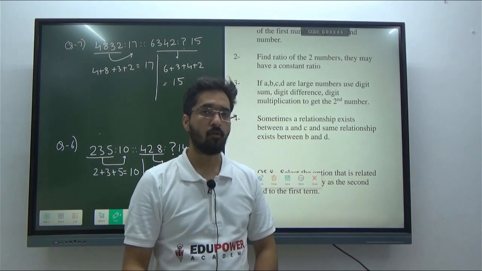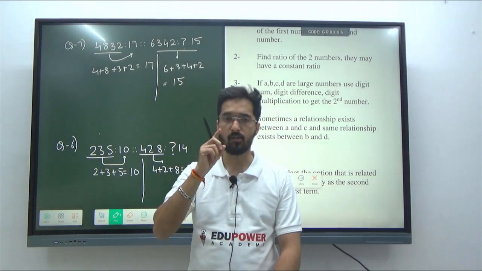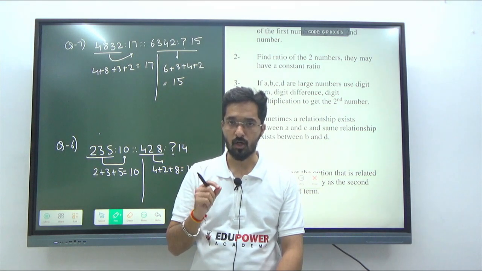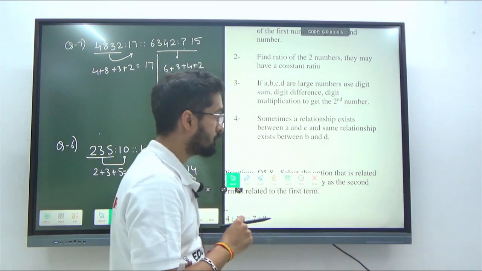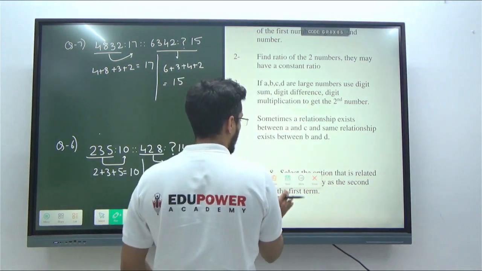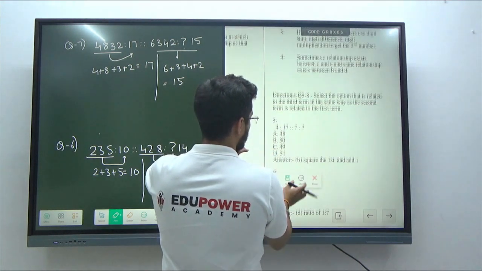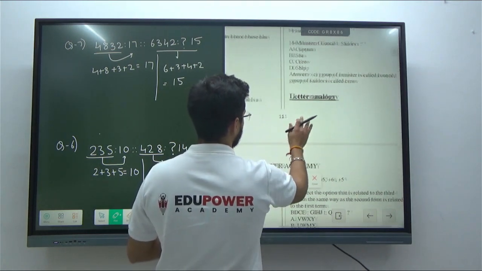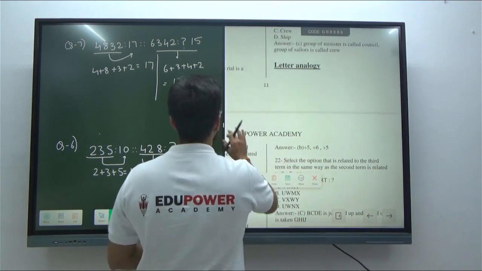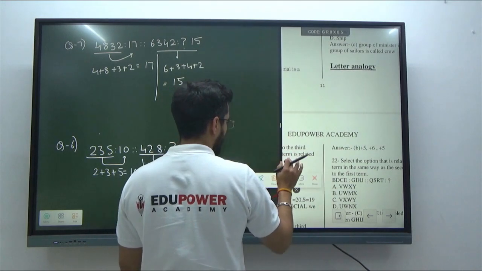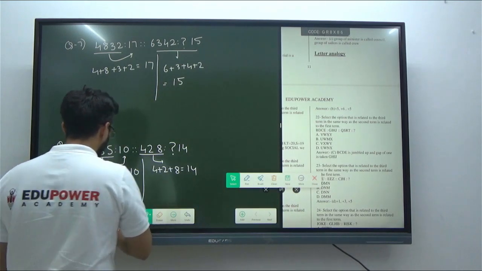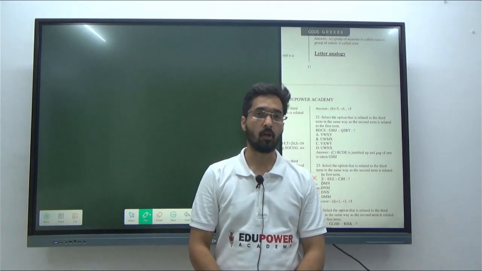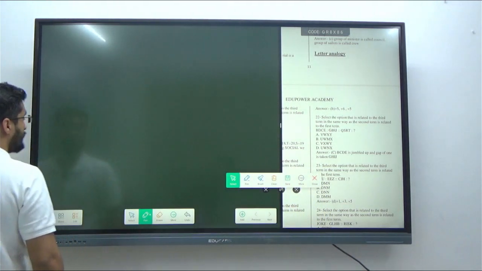Okay, we have covered two types of analogies. One is the GK based analogy, other is the number based analogy. The third type of analogy we are going to start is the letter based analogy. Letter analogy. Okay, so before studying letter analogy we will have to study some basics. Our basics should be clear to solve letter analogy questions. So first let us study the basics.